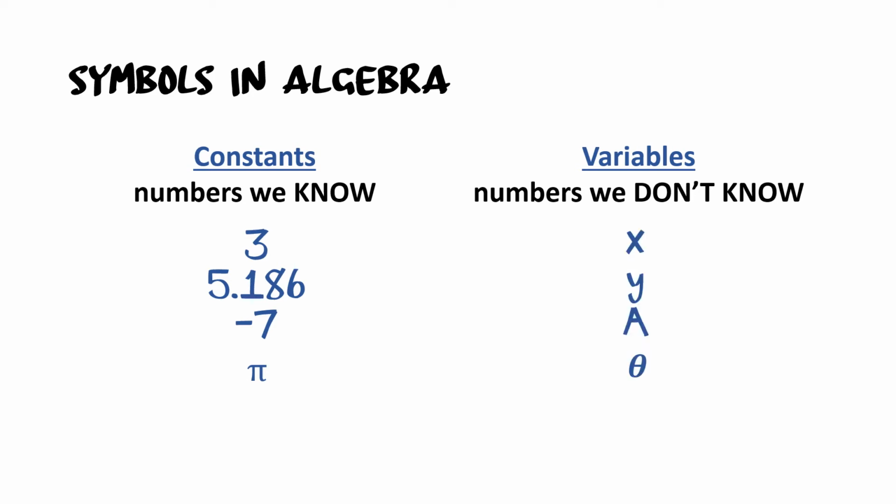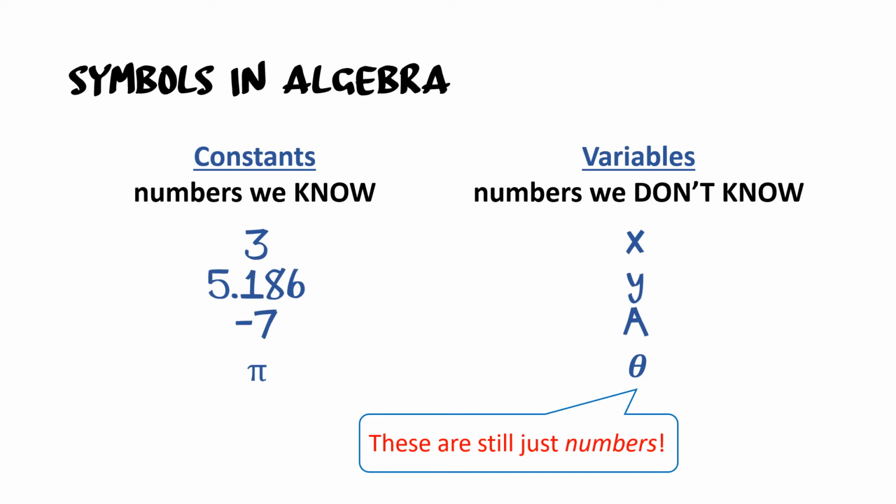Here are some examples of variables. We use letters from the alphabet to represent numbers we do not know. X and Y are the most commonly used variables in an introductory course, but we can really use anything, even Greek letters like theta. The important thing to remember is these can stand for any number in the problem.